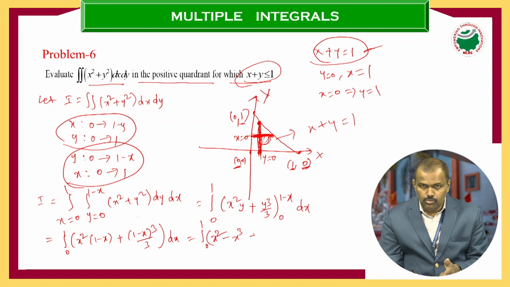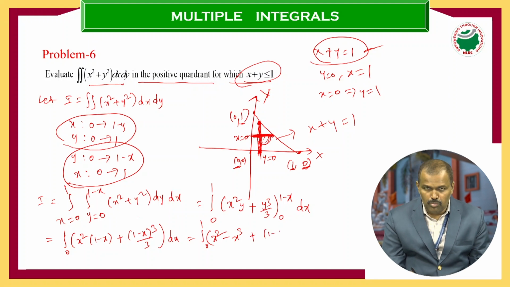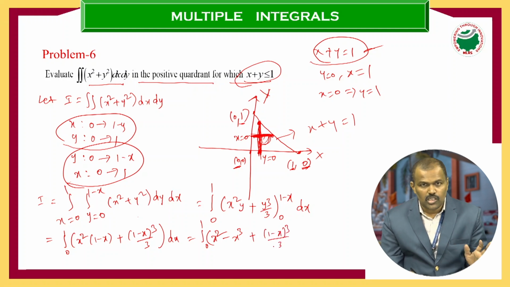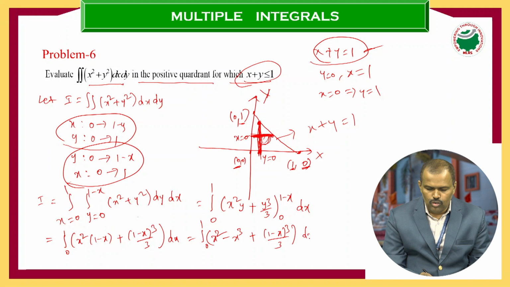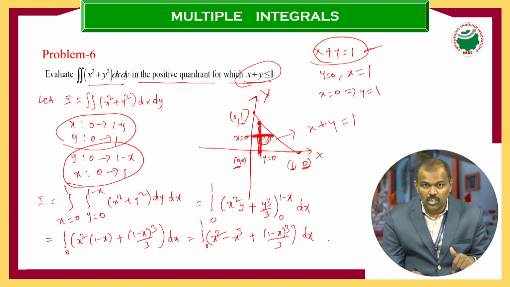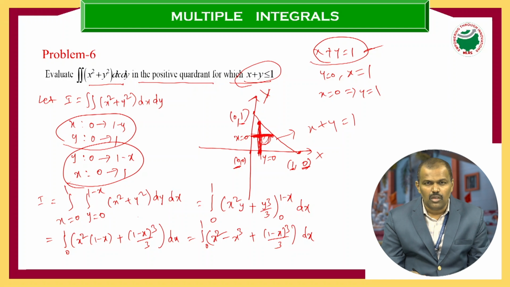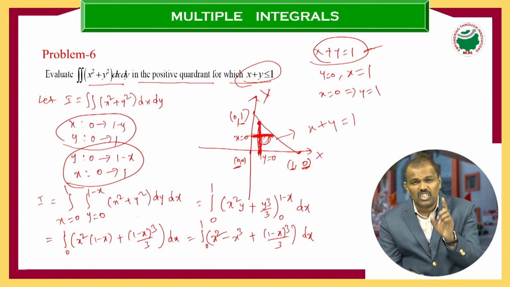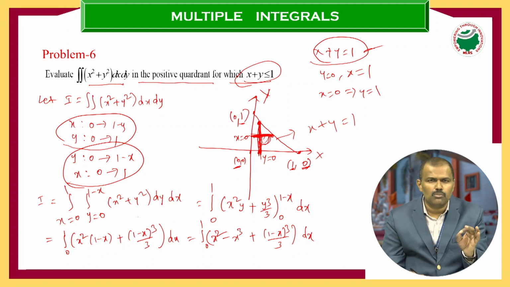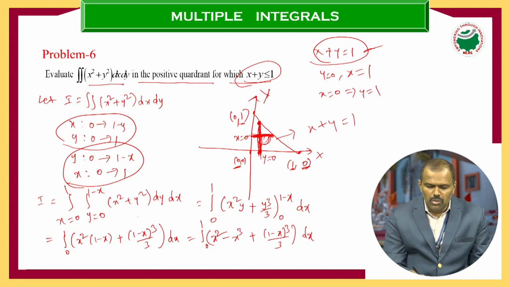So it's very clear to observe that (1 minus x) whole cube integrates as x power 4 by 4 into the internal derivative in the denominator. For integration we have to take the internal derivative in the denominator. For differentiation we have to take the internal derivative in the numerator. That's a simple principle. So here the derivative of 1 minus x is minus 1.